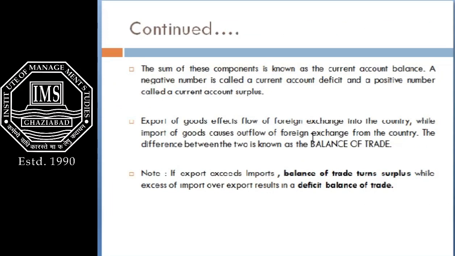The sum of these components is known as the current account balance, and a negative number is called current account deficit and a positive number is called current account surplus. An important point you always have to remember: if export exceeds import, the balance of trade turns surplus. So before going through this, we need to understand the balance of trade. Export of goods affects the flow of foreign exchange into a country, while import of goods causes outflow of foreign exchange from a country. So the difference between export and import is known as balance of trade.